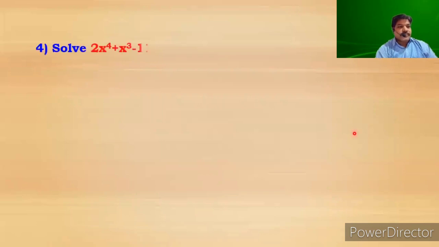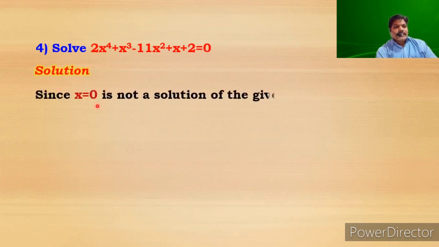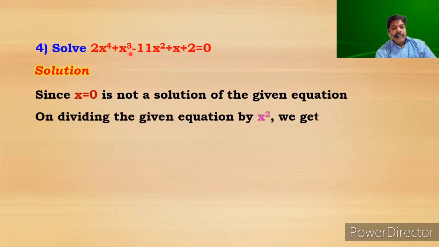See the next question. Solve 2x power 4 plus x cube minus 11x square plus x plus 2 is equal to 0. So I observe that 0 is not a solution of the given equation. Why? Because a constant term is there in the equation, then we can identify that 0 is not a solution of the given equation. Why? Because it is a biquadratic equation. So here, like in these problems, just divide the given equation by x square.